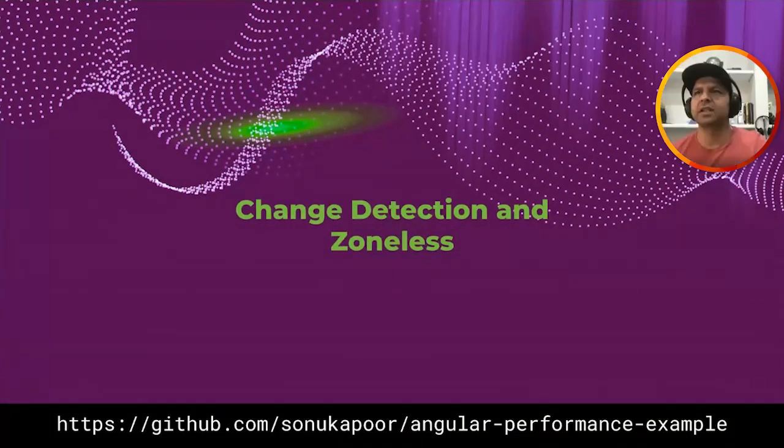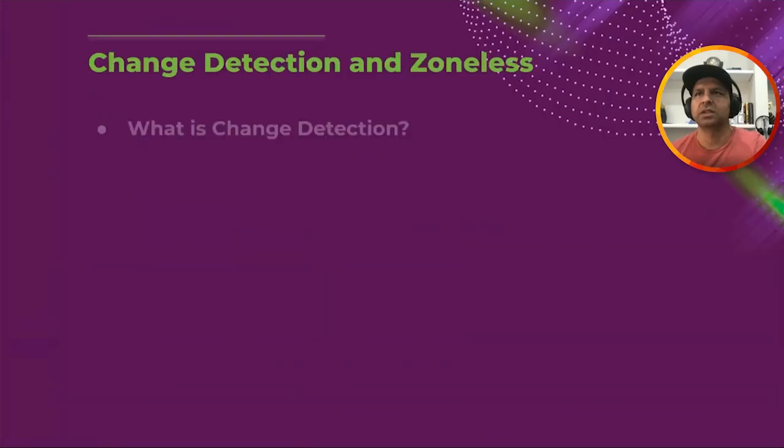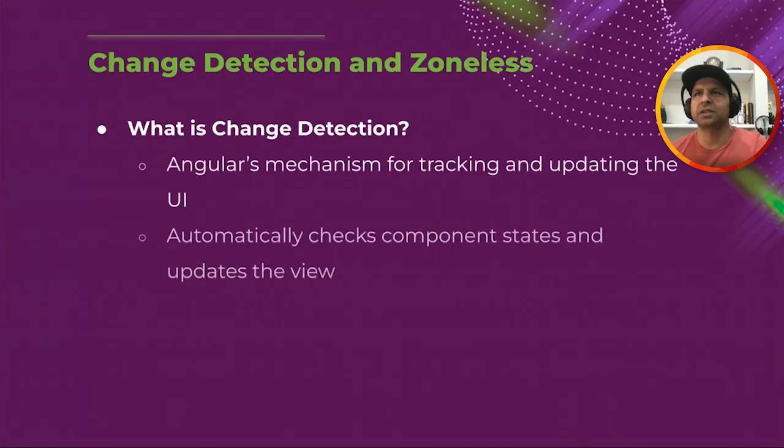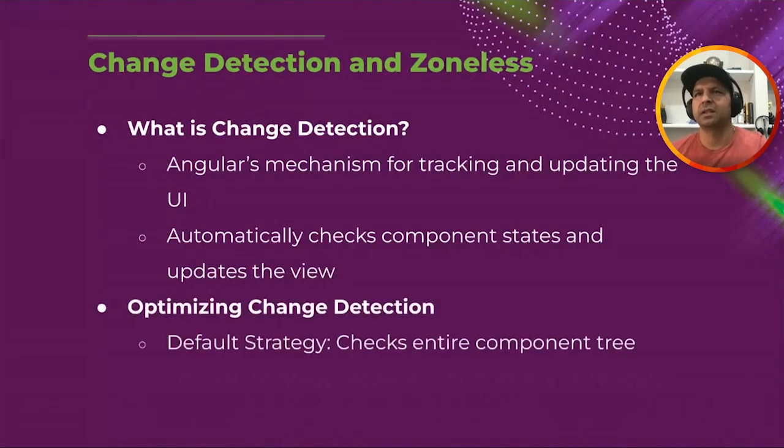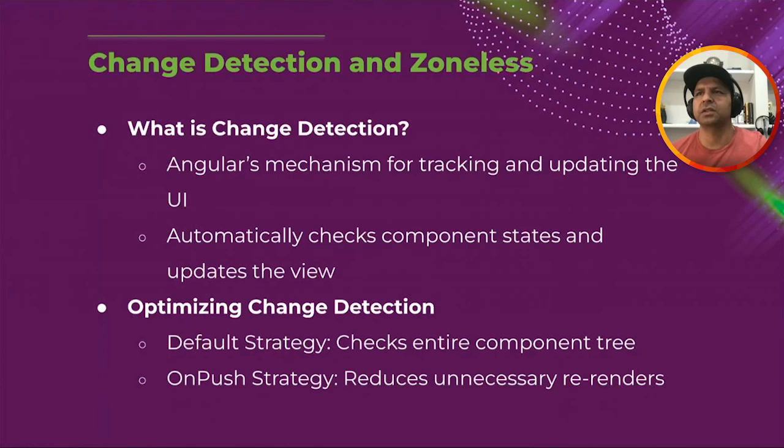Cool. So that brings us to our next topic, which is change detection and zoneless. I think we all know change detection is one of the core mechanisms in Angular that tracks changes of your application and updates the UI accordingly. And that works by using Zone.js. By default, Angular uses a strategy that checks the entire component tree for changes, which ensures everything stays in sync, but can also be performance intensive, especially when you have large applications.